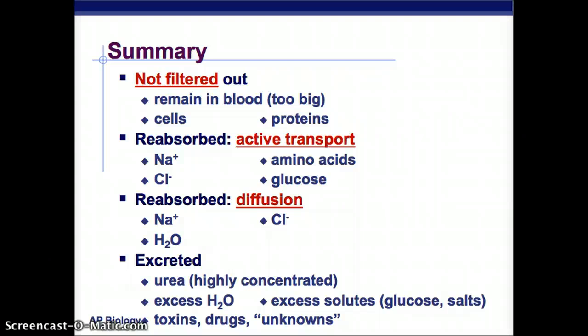So, in summary, what is not filtered out are cells and proteins because they're too big. What is reabsorbed through active transport is sodium and chlorine ions, as well as amino acids and glucose. So those are active transport. The other ones through diffusion: sodium and chlorine in different places are absorbed either by active transport or diffusion, and water is reabsorbed through diffusion. What is excreted is urea, which is highly concentrated, excess water, and excess solutes like glucose or salts, along with toxins, drugs, or unknowns. So that's all for the kidney excretory system.